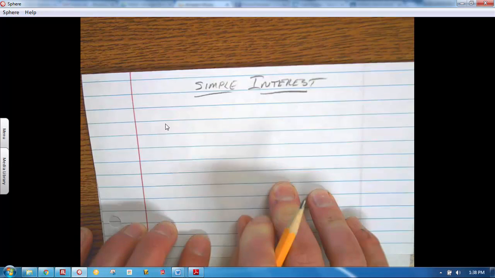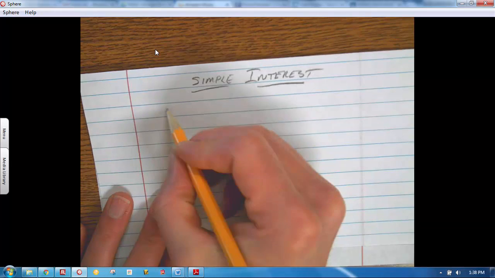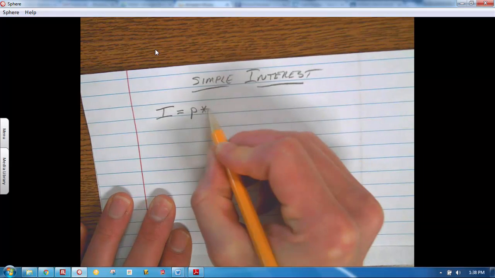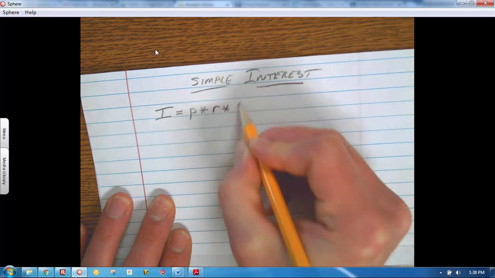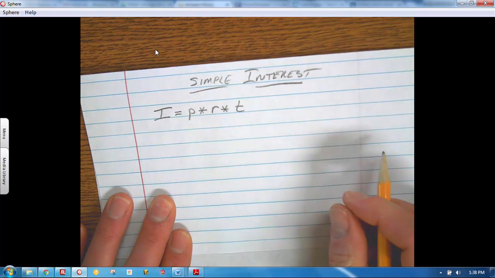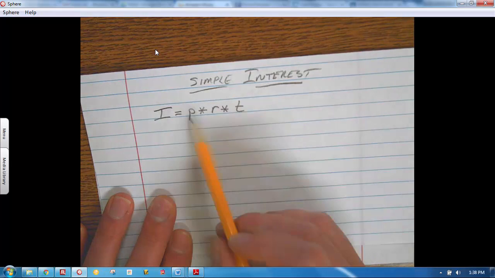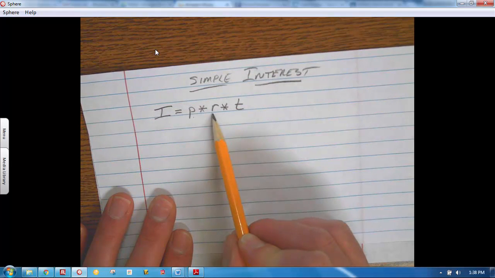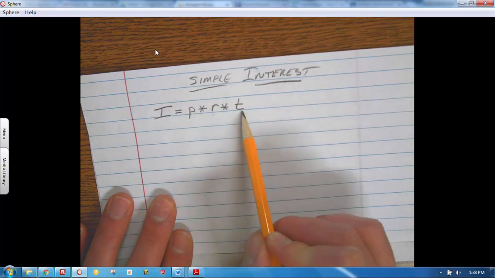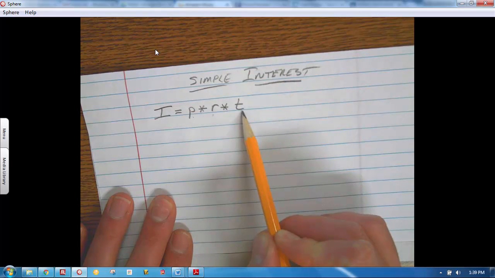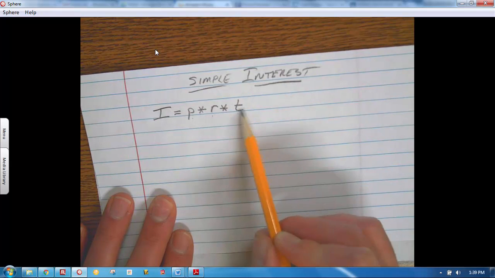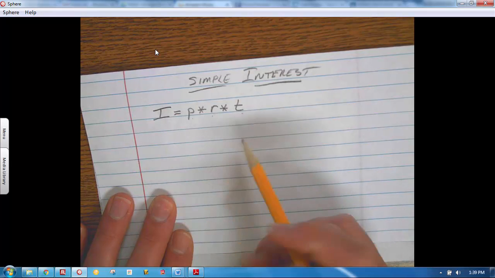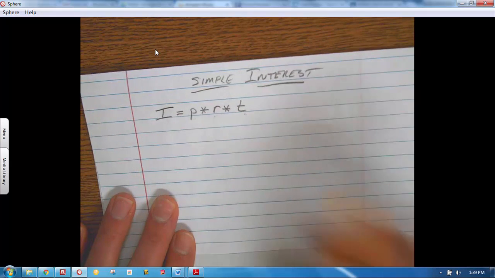So when we're calculating simple interest, the formula is interest equals principal times the rate times time. Okay, so principal, that's how much money we start with. The rate is the interest rate, and then the time is usually measured in years. Okay, so using this formula, as long as we have any three of these, we can calculate the fourth. Okay, so let's do a couple examples here.